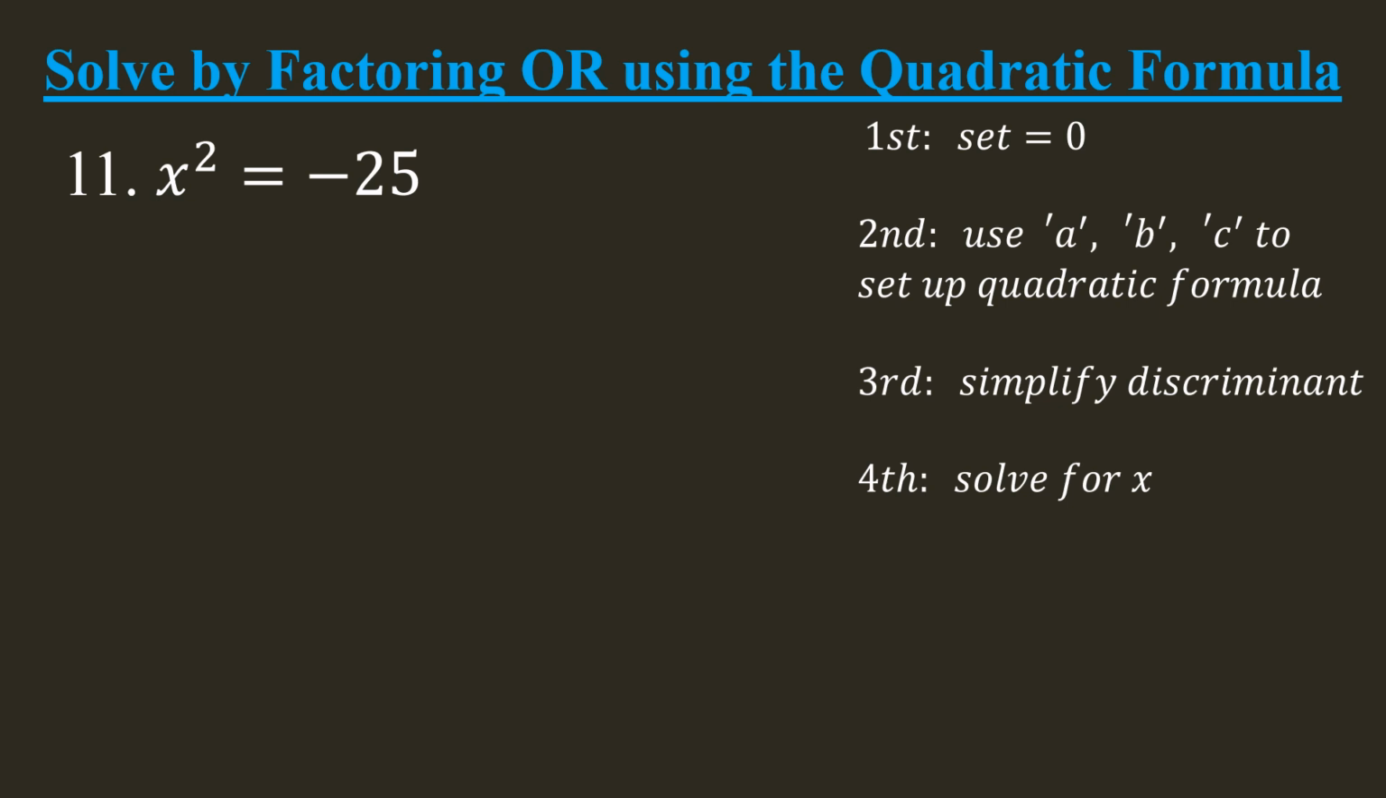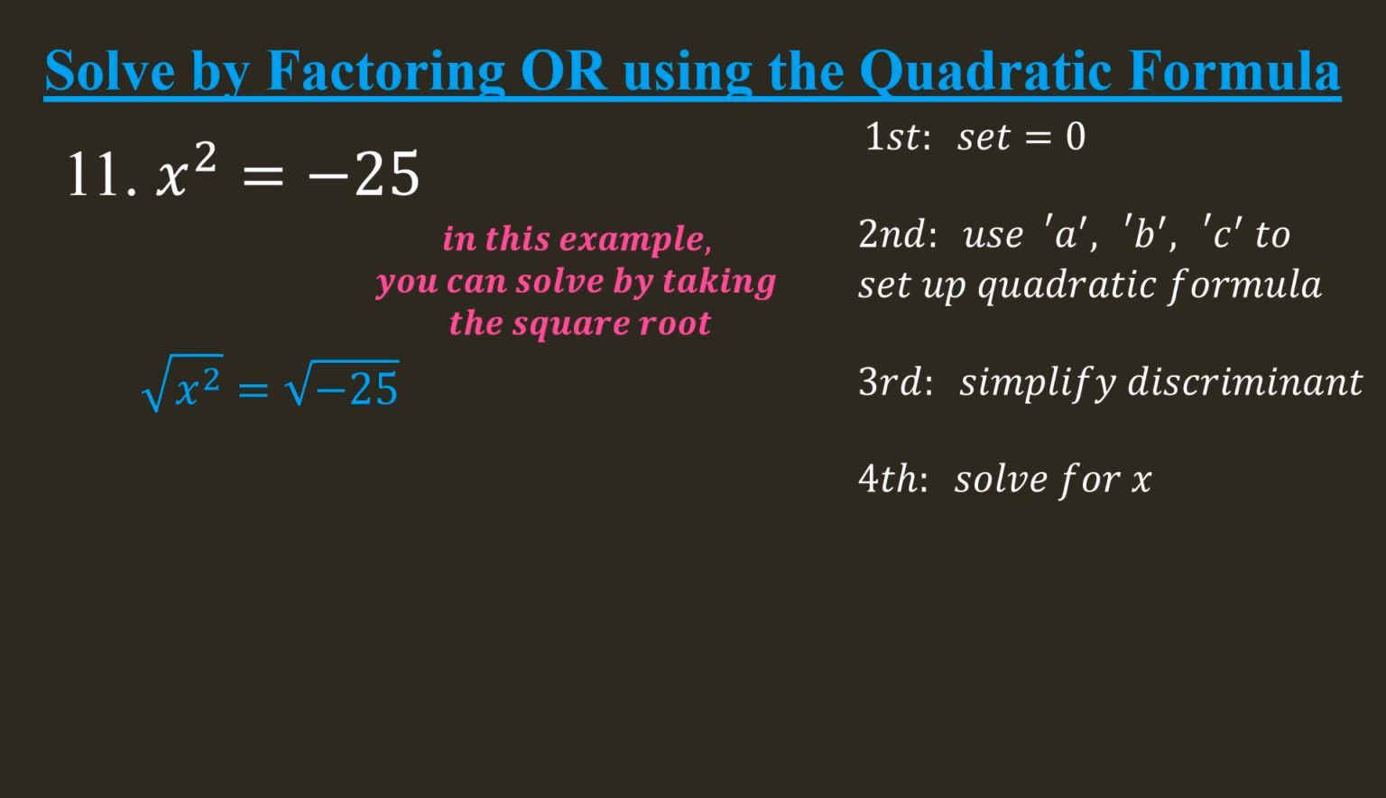X squared equals a negative number. X squared is isolated. I'm just going to go ahead and take the square root. So the square root of x squared equals the square root of negative 25. So x will equal both positive and negative 5i.